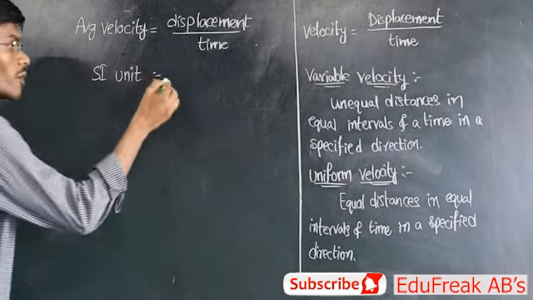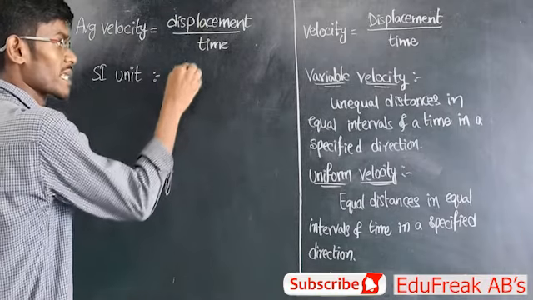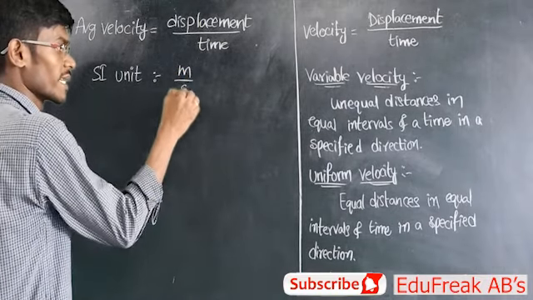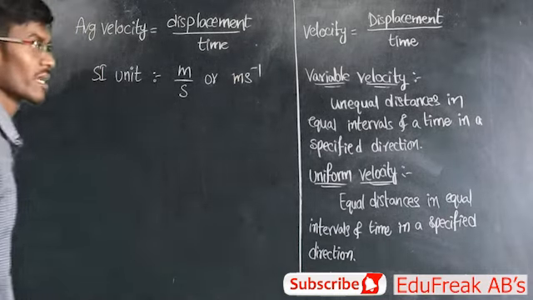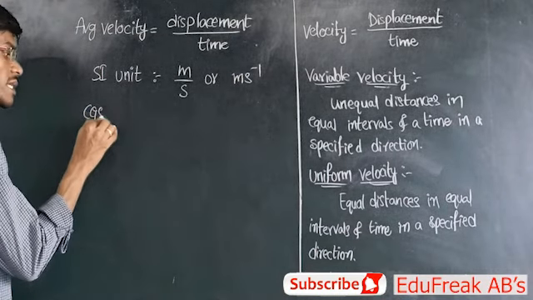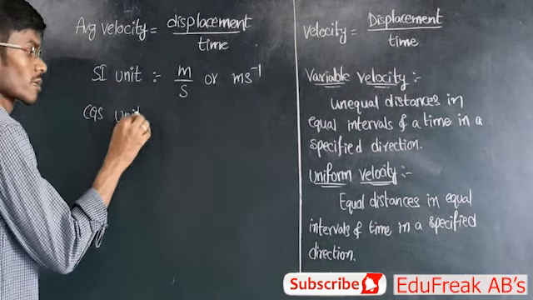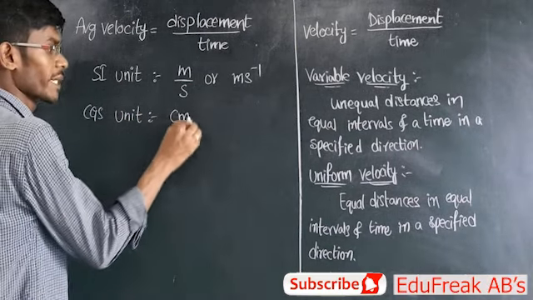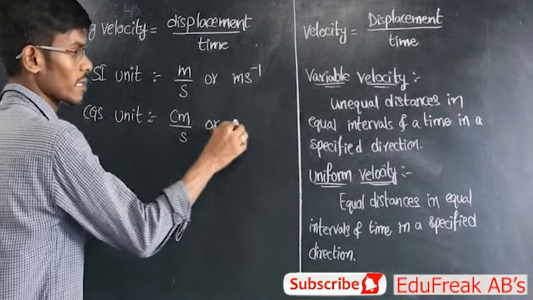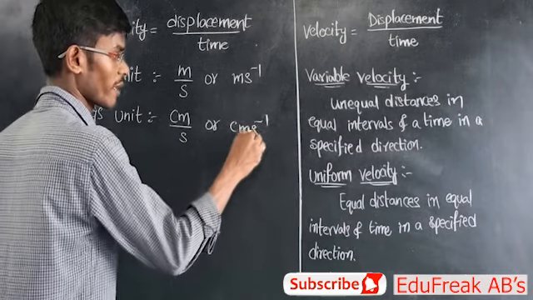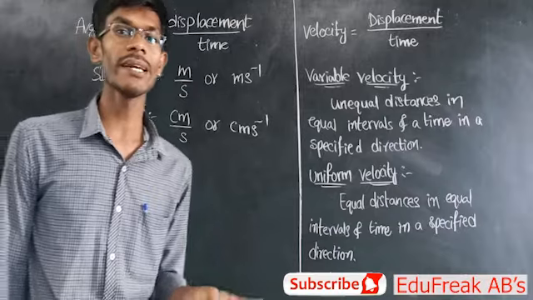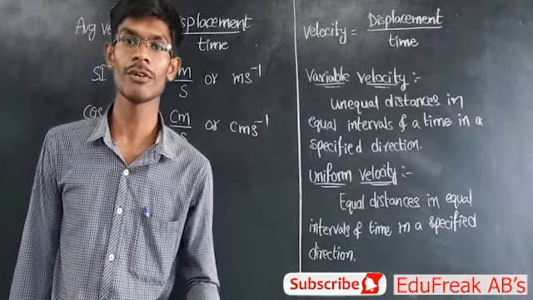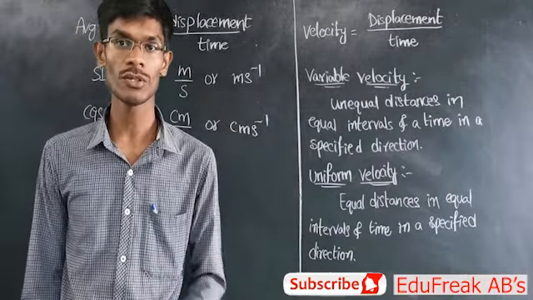The SI unit: displacement will be measured in meters and time will be measured in seconds. So this can be written as m s to the power of minus 1, and the CGS unit is centimeter per second or cm s to the power of minus 1. So if you observe, speed and velocity have the same SI units and the same CGS units.